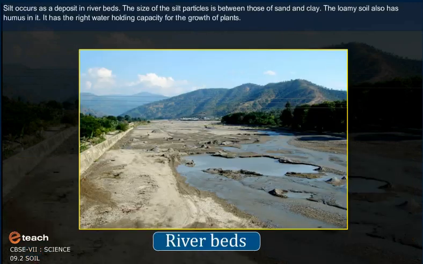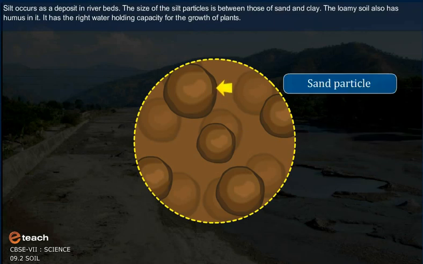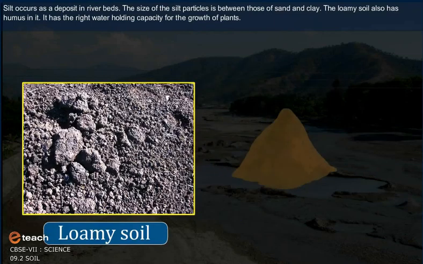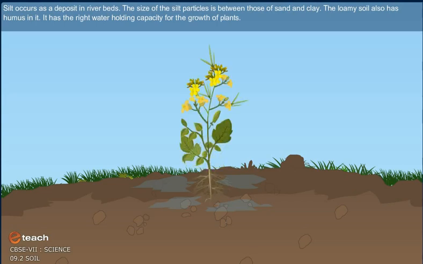Silt occurs as a deposit in riverbeds. The size of the silt particle is between those of sand and clay. The loamy soil also has humus in it. It has the right water holding capacity for the growth of plants.